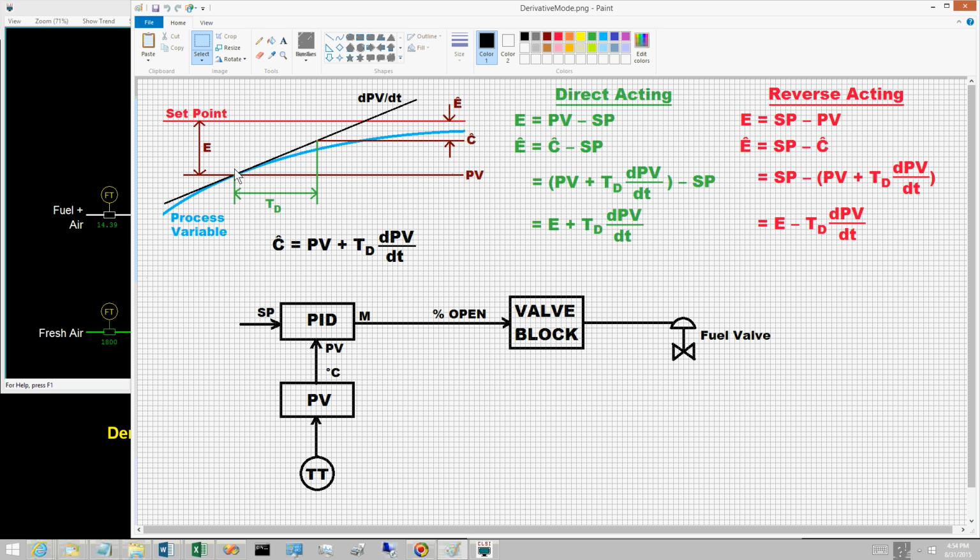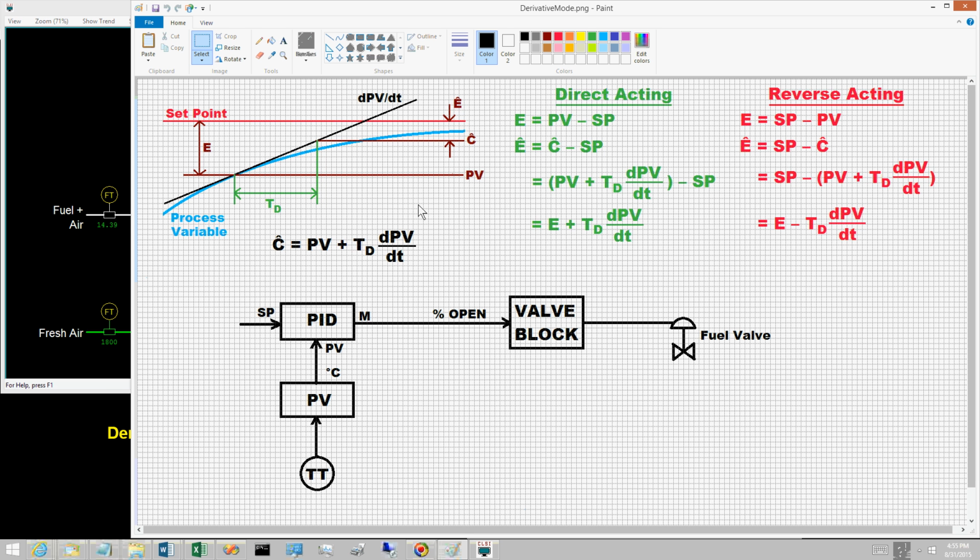Conversely, if the PV is moving away from the set point, it seems logical that the controller should be more aggressive. In the control equation for the proportional mode, suppose we replace the control error E by the projected control error E hat. For the example in the illustration, the PV is moving toward the set point. The projected control error E hat is less than the current error E. Basing the control actions on the projected control error makes the controller less aggressive.